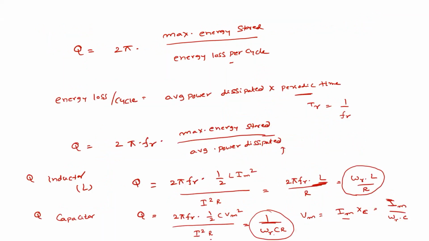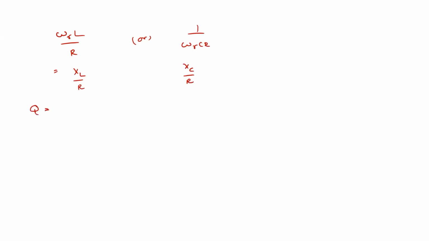So we obtain two things. One is omega_r L by R, and the other is 1 by omega_r C into R. This is known as XL by R, and this is XC by R. In other words, Q, the quality factor, is equal to reactance by resistance.